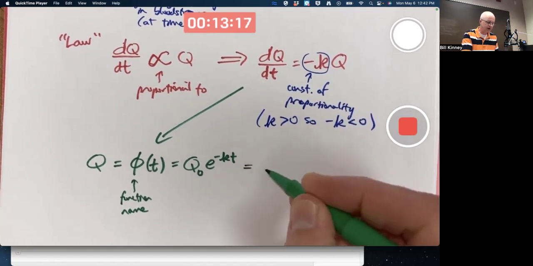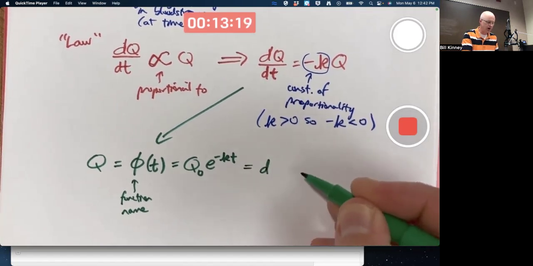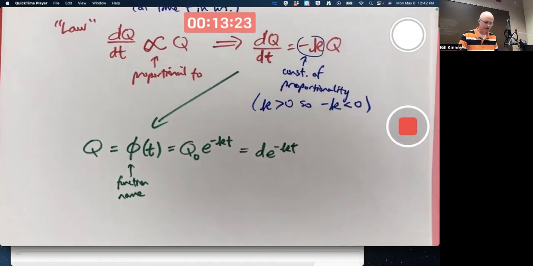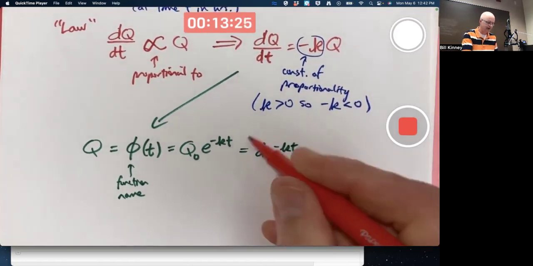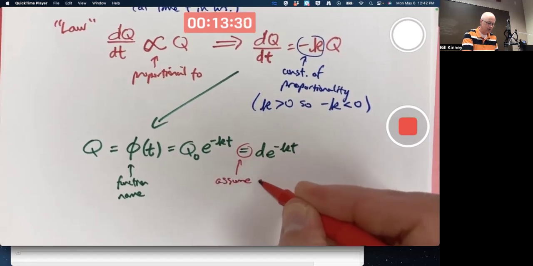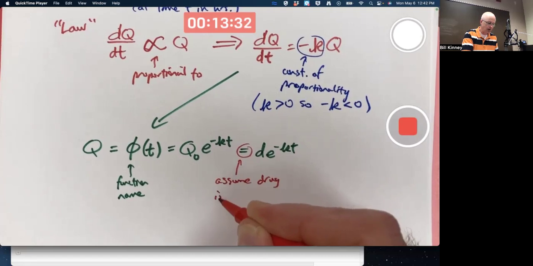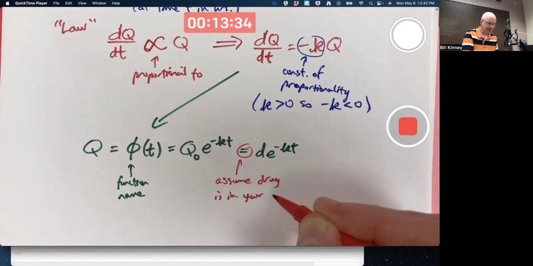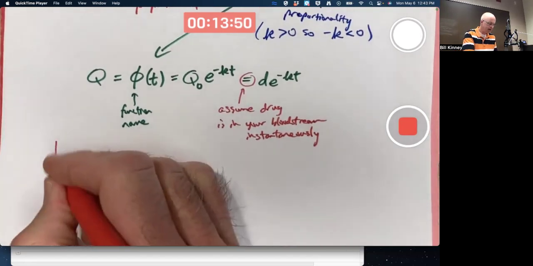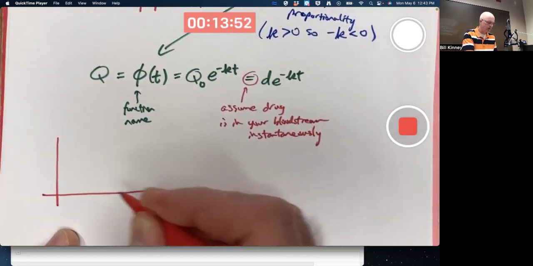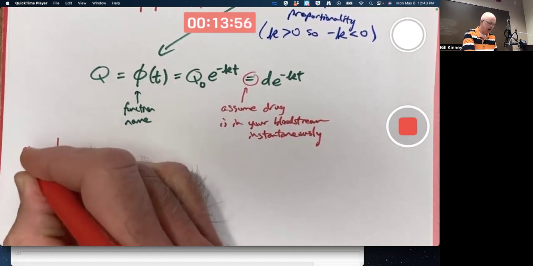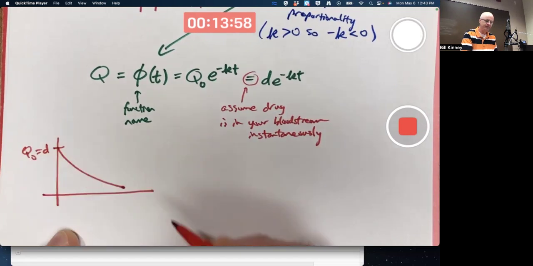So with that assumption, I'm going to replace q naught with D, the dosage amount. This is assuming the drug is in your bloodstream instantaneously. So this is exponential decay. The graph would look like this. This would be q naught equals D right there.